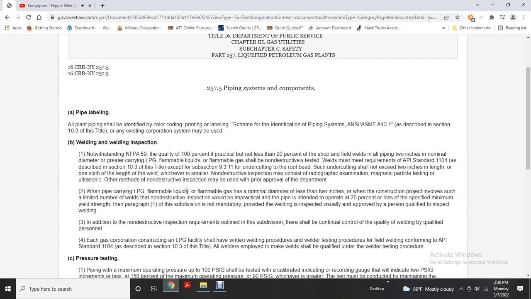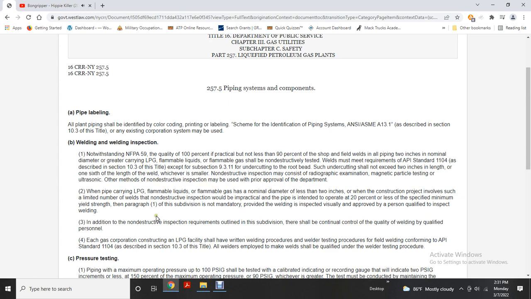Undercutting of the root bead: such undercutting shall not exceed 2 inches in length or 1/6 of the length of the weld, whichever is smaller. Non-destructive inspection may consist of radiographic examination, magnetic particle testing, or ultrasonic testing. Other methods of non-destructive inspection may also be approved by the department.